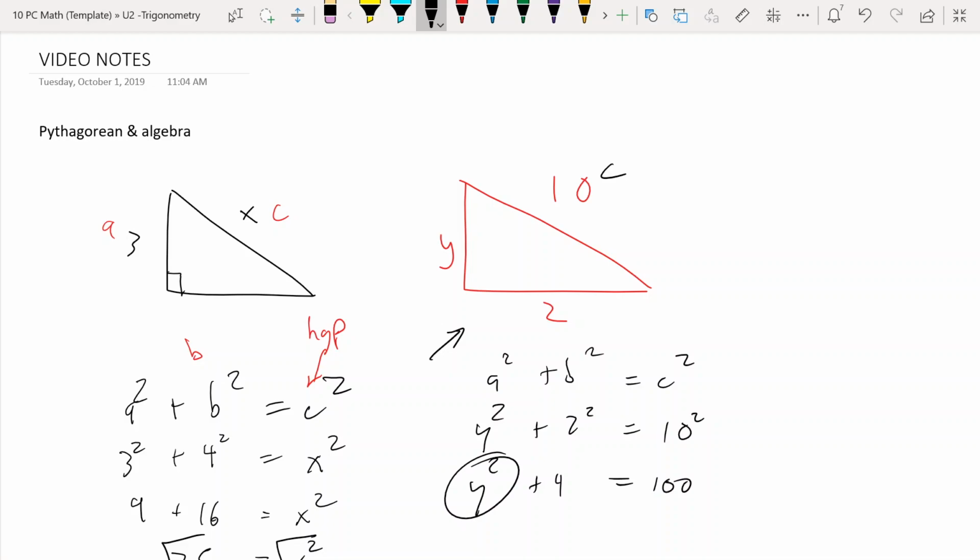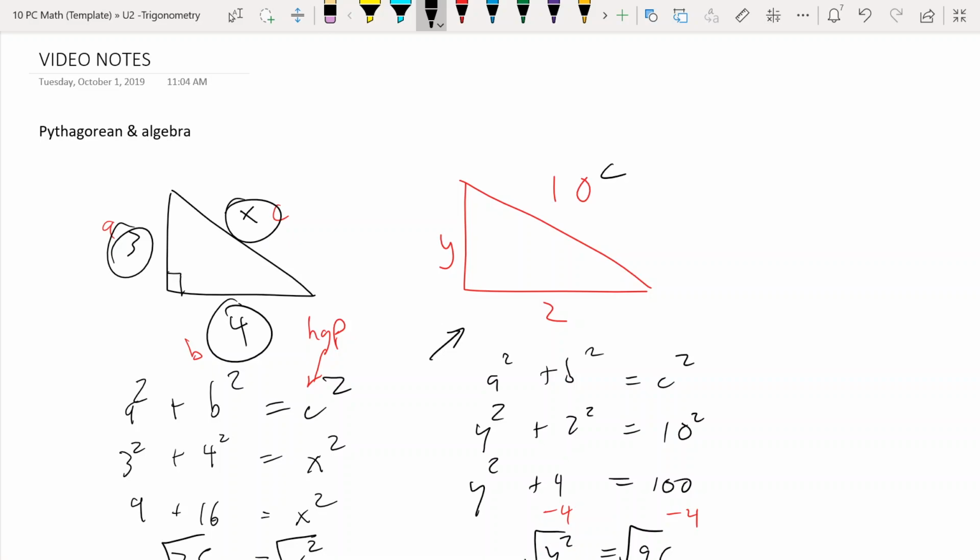Now we need y by itself, so I'm going to get rid of the plus 4. To get rid of plus 4, we have to subtract 4 from both sides. So we're going to get y squared equals 96, and then square root both sides to isolate y, square root of 96. This is technically right. This is the most exact. We could simplify it, make it a mixed radical, whatever. If you want to make it a decimal, you can, but you should only do that as your final answer. So that's how you do Pythagorean to find side lengths for right angle triangles when we know 2 of the sides and we want to find the last one.